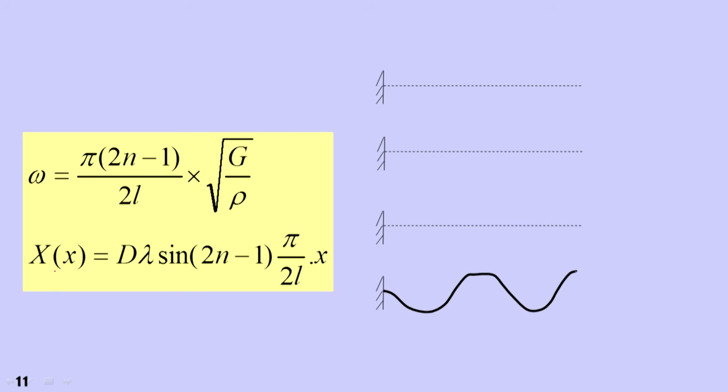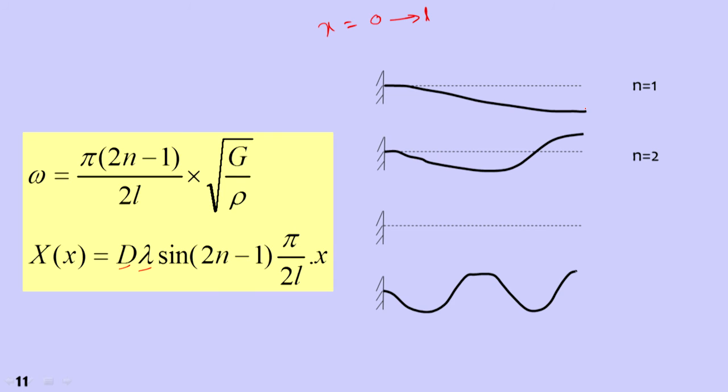So X of x, finally the value is d multiplied by lambda multiplied by sine of (2n minus 1) into pi by 2L into x. So if we substitute x values at different points, ranging from 0 to L, we can draw the mode shapes. As you can see, if n is equal to 1, we get this, which is the first mode shape. If n is equal to 2, this is the second mode shape. If n is equal to 3, this is the third mode shape, and n is equal to 4, this is the fourth mode shape.